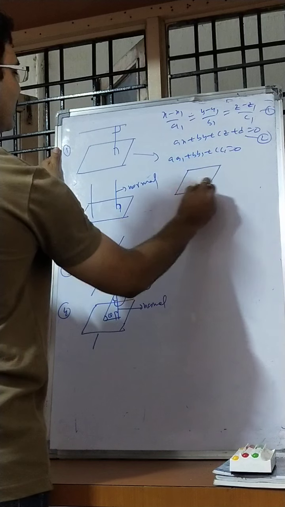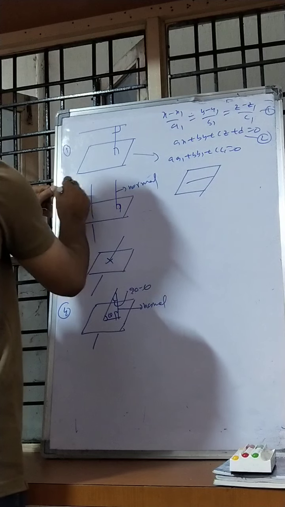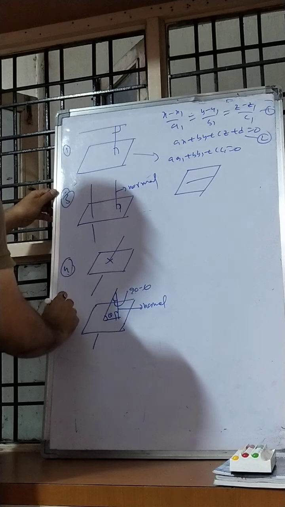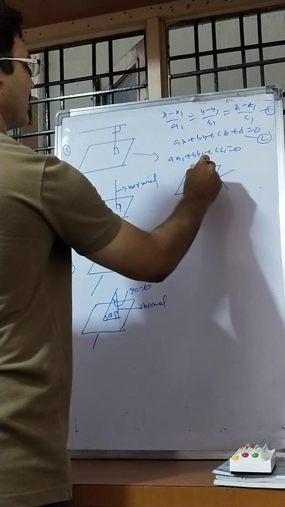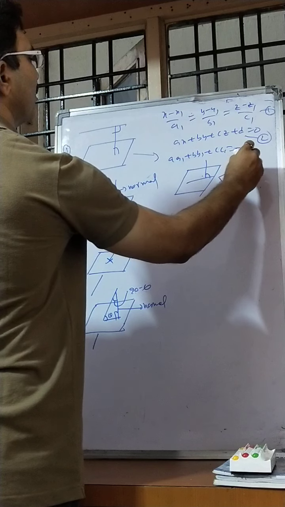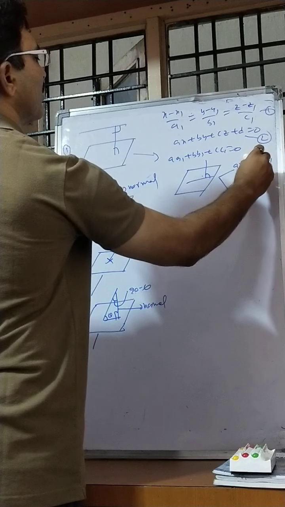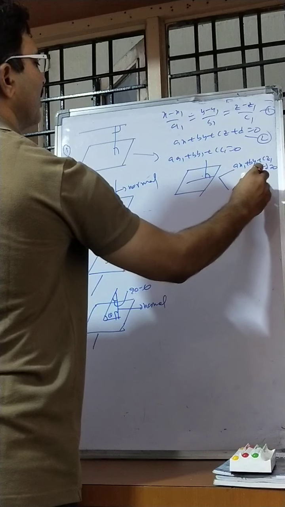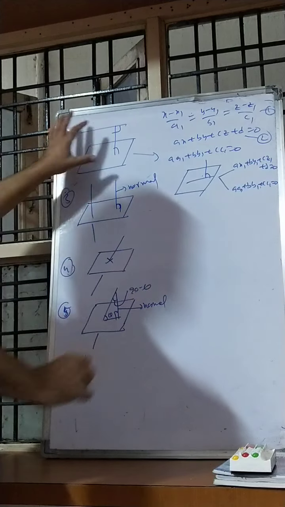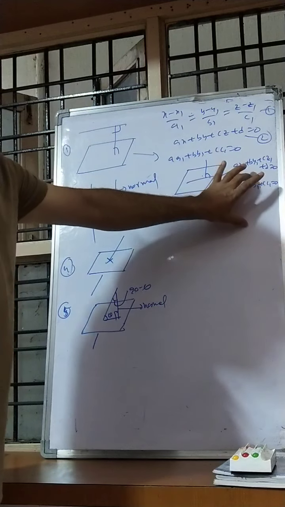The second case is if the line lies in this one. This is third, this is fourth, and this one is fifth. If the line lies in this one, it has to satisfy two conditions. What is that? Ax1 plus By1 plus Cz1 plus D equal to 0, along with this condition: Aa1 plus Bb1 plus Cc1 equal to 0. Okay, line lies in the plane, this condition.